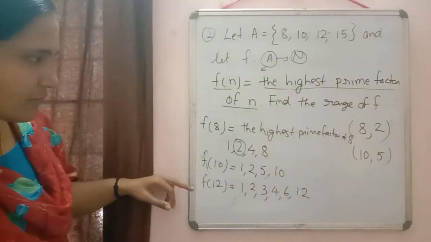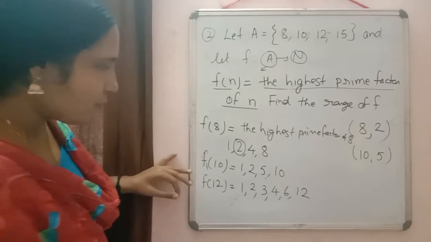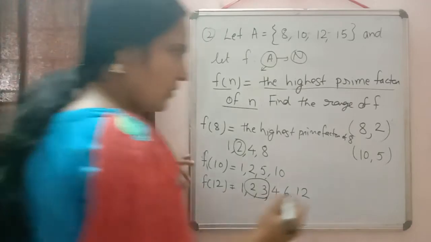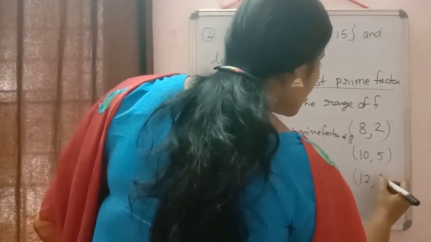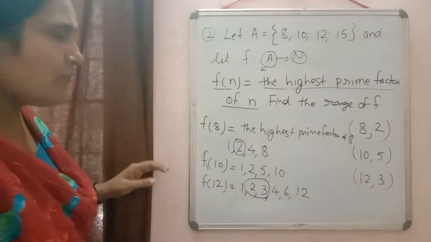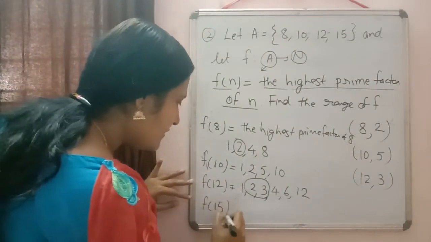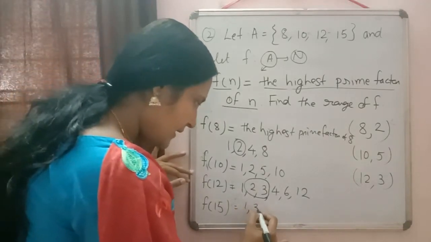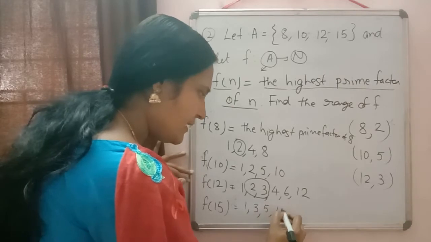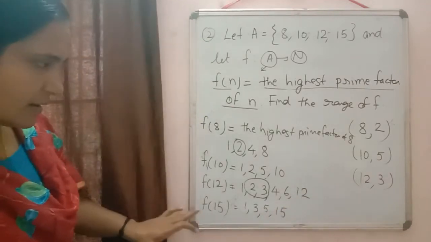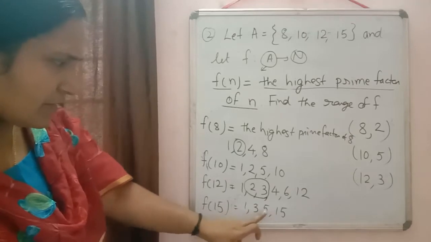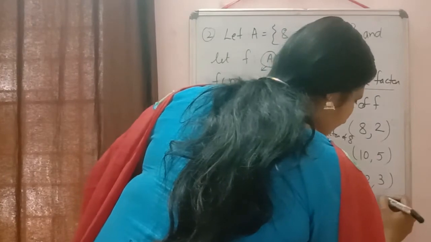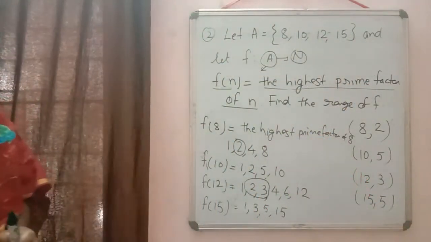Now here also we will check what is the highest prime factor. We have two numbers here which are prime, and out of that the greatest number is 3. So the element 12 is related to 3 by this rule. And now one more is left, that is 15. So F15: write down the factors of 15. 1, then 3, then 5 and then 15 itself. Correct? Now here again 3 and 5, two numbers are there and the greatest number is 5. So 15 is related to 5 by the rule which is given.